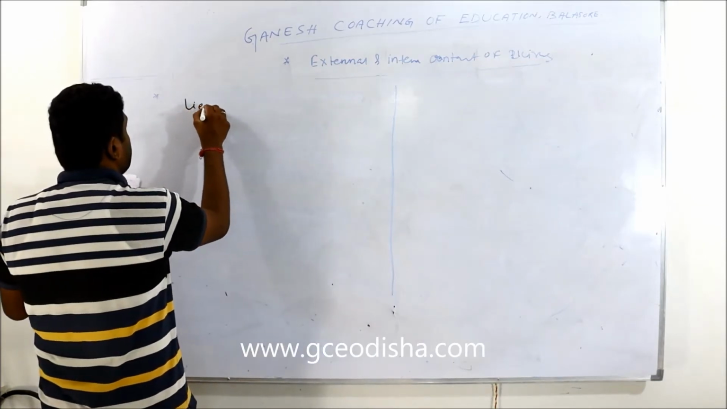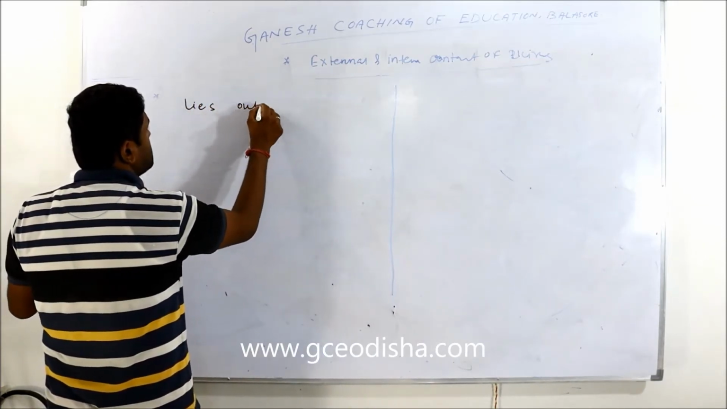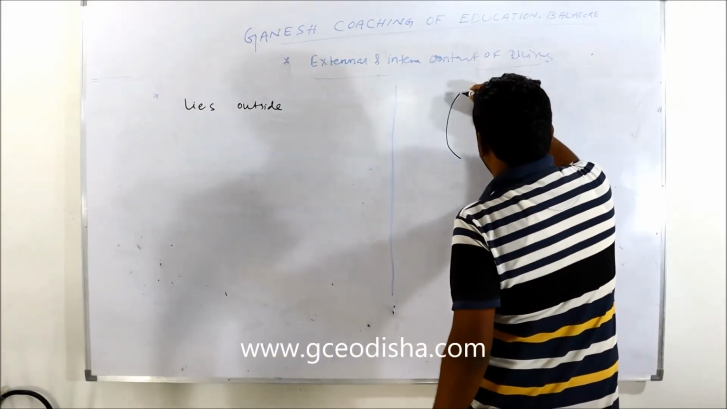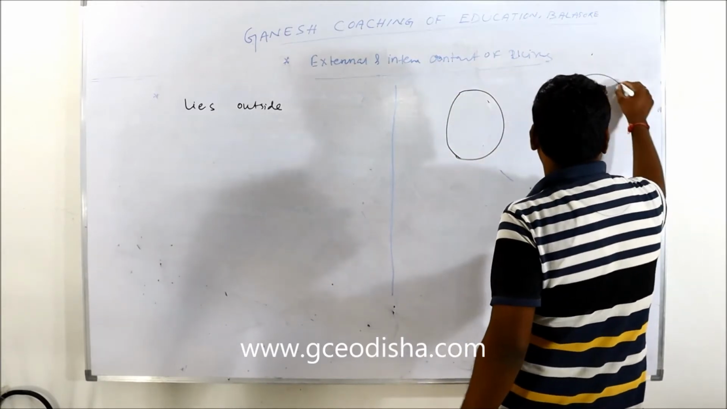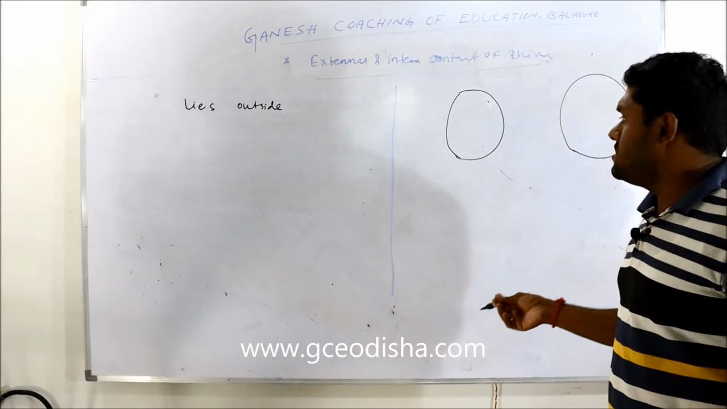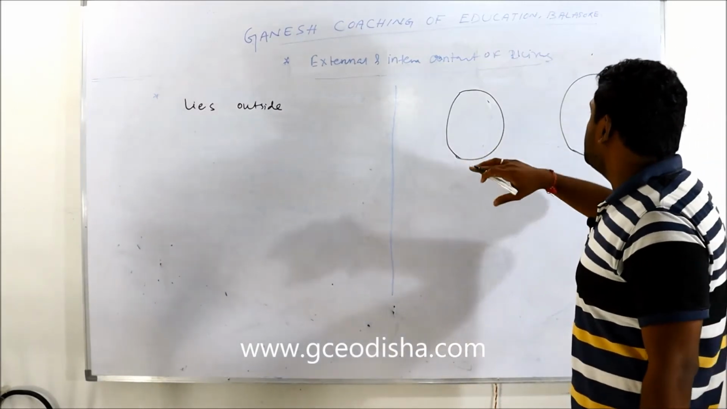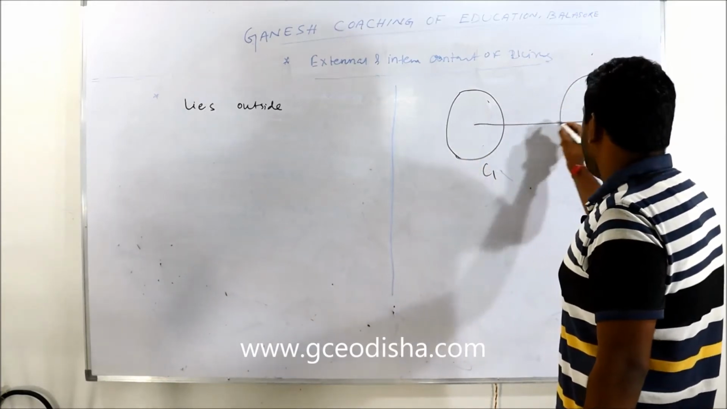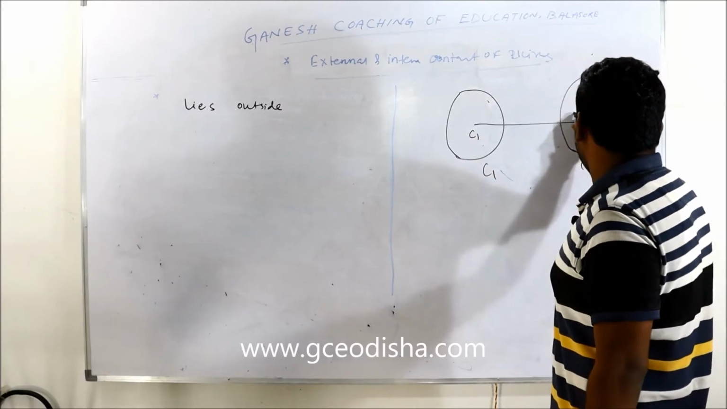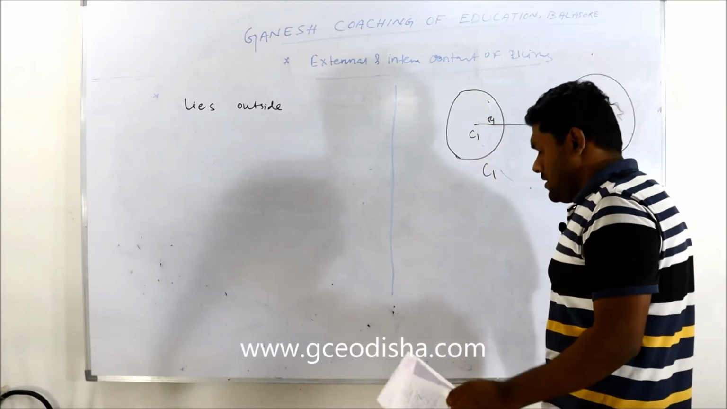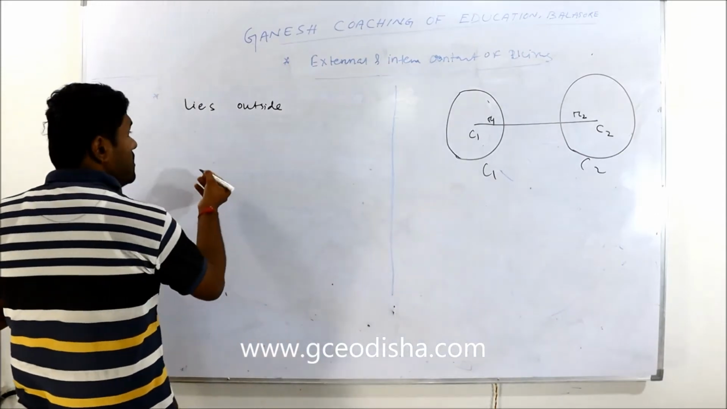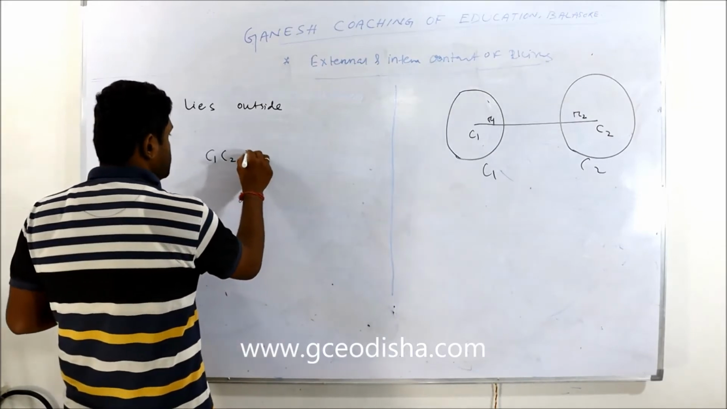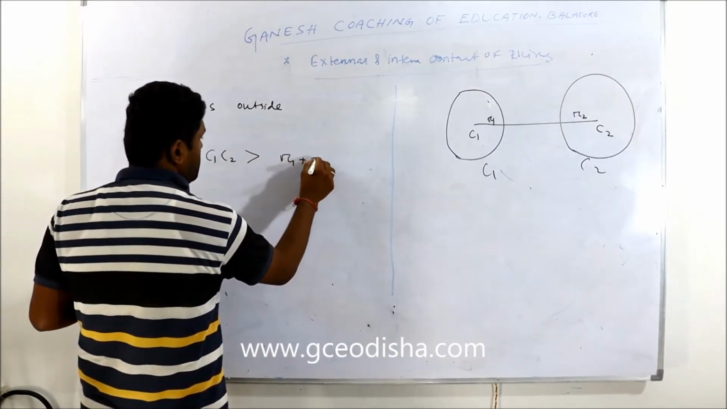When two circles lie outside each other, generally it means one circle is this and another circle is this. It neither touches externally nor internally, it is outside the circle. Like this circle is C1 and this circle is C2. This center is C1, this center is C2, with radius R1 and radius R2. Then what is the condition? C1C2, the distance between the two centers, is greater than R1 plus R2.